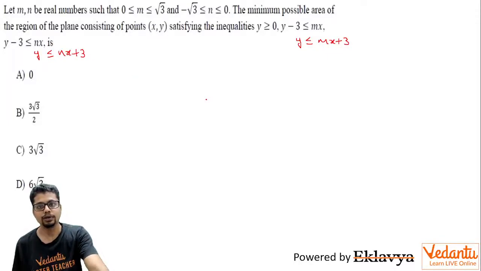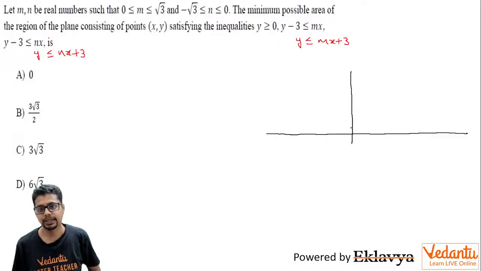So we have to minimize the area in between these three lines. y equal to 0 is essentially the x-axis, y equal to mx plus 3 is a line, y equal to nx plus 3 is yet another line. Just that by putting inequality, a region gets denoted. Why? Because each line divides the plane into two parts. So the situation is something like this.